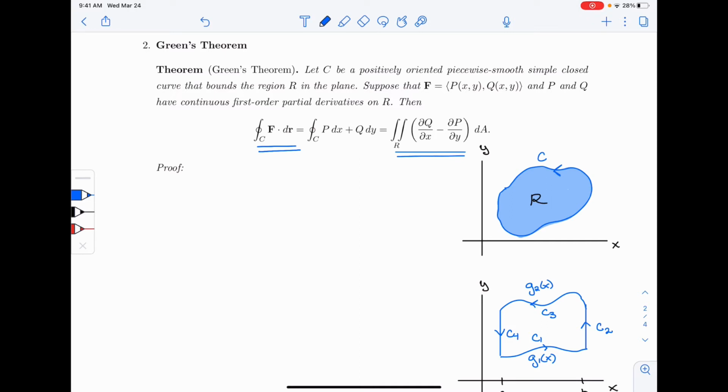Okay, so this is saying we can integrate this funny looking derivative, and we can evaluate the integral of this funny looking derivative by integrating around the boundary. So the evaluation of the integral of a derivative has to do with doing something to the function around the boundary. In this case, it's doing a line integral around the boundary.